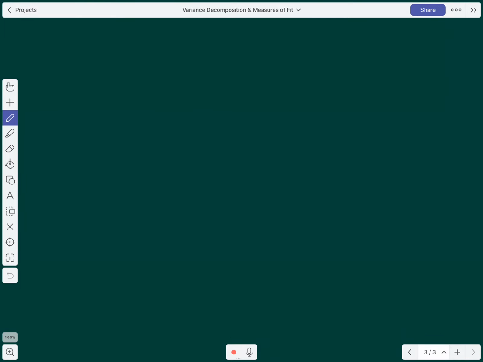So again, TSS is equal to ESS plus SSR, the sum of the squared residuals or sum of the squared mistakes. We are going to use this equality to talk about measures of fit. So what are the measures of fit?